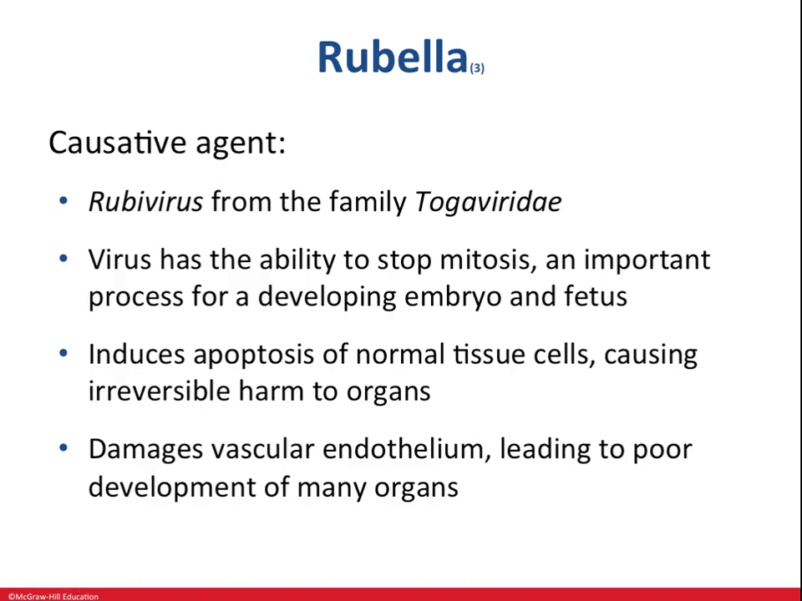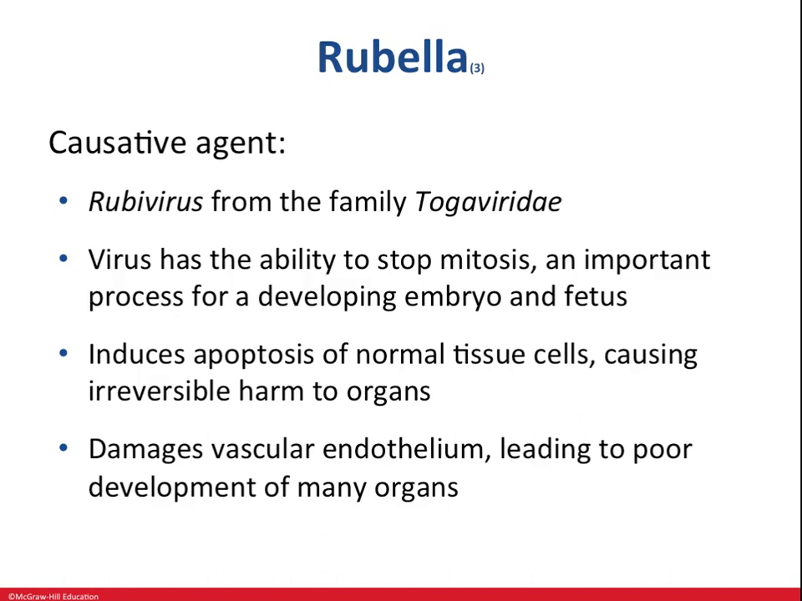The rubella virus can stop mitosis and stop the development of the organs, and that's why it causes a problem. It can also induce apoptosis of normal tissue cells. This is another mechanism for the harm to the baby.